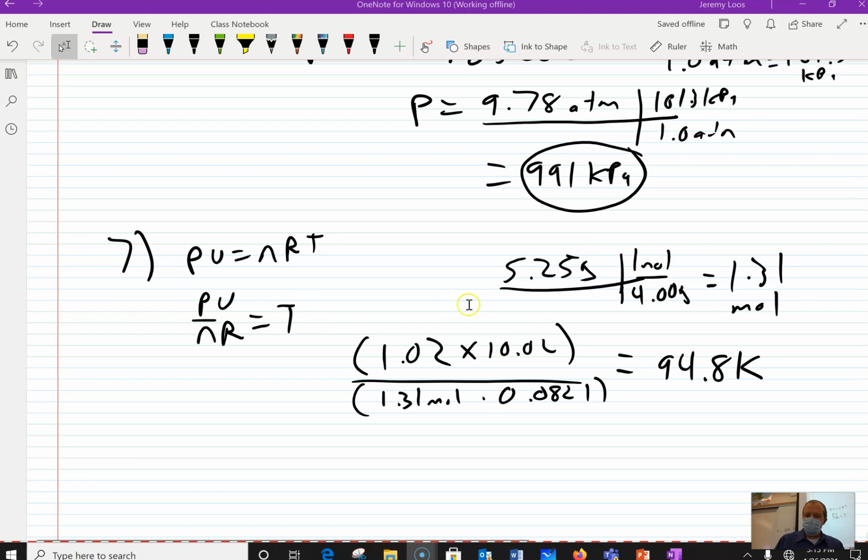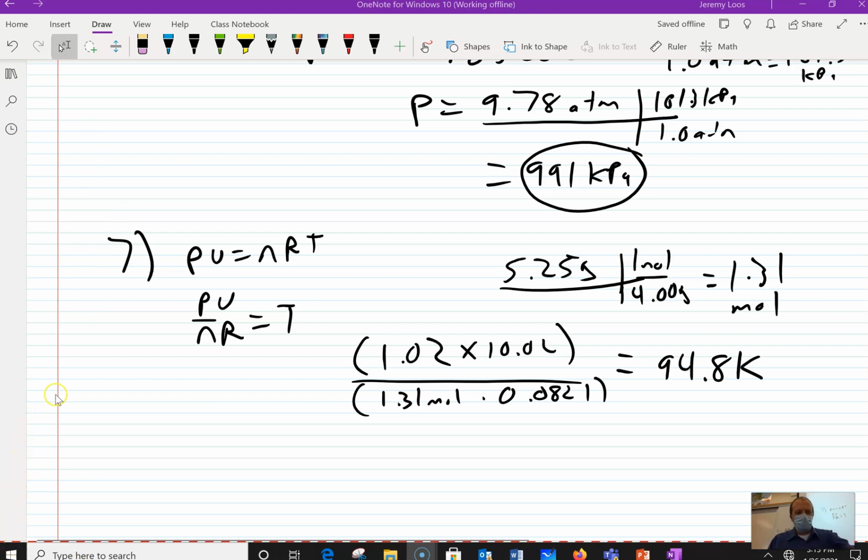Are any of these things different that you put in? I put in 1.3 instead of 1.31. Yeah, that'll make a little bit of a difference. I try not to round too much until the last step, but not too big of a deal. Okay.